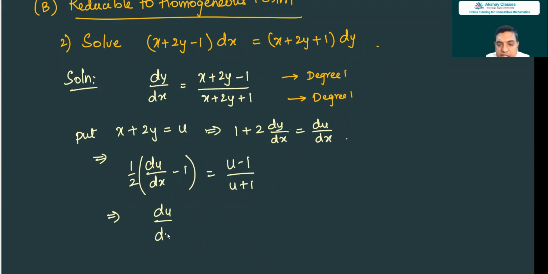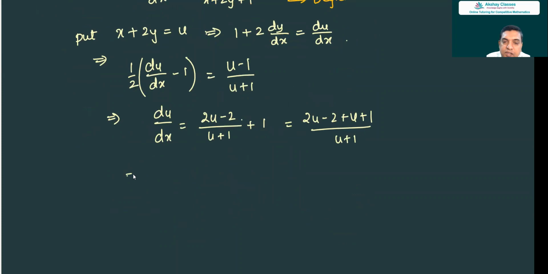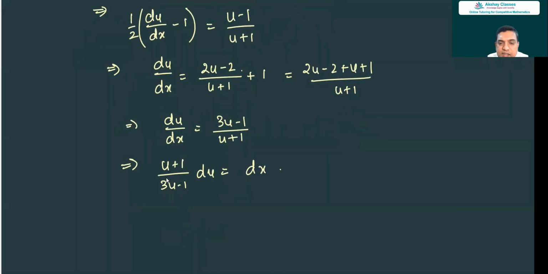Now du by dx is, take this to the other side, 2u minus 2 upon u plus 1 plus 1, which is 2u minus 2 plus u plus 1 by u plus 1. So du by dx is 3u minus 1 by u plus 1. Now we can separate the variables. U plus 1 by 3u minus 1 du is dx. And this is like a partial fraction kind of a thing.